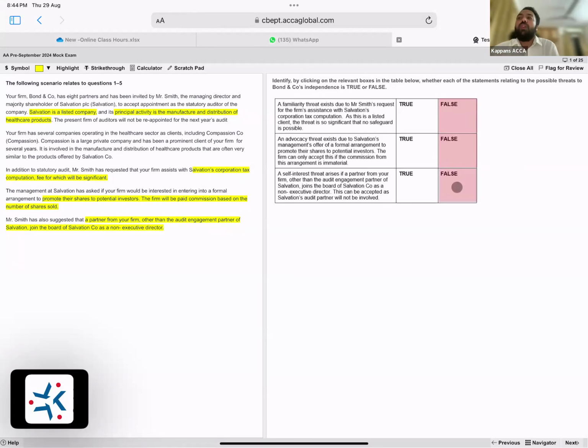That is also false. The first statement is actually true. A self-interest threat arises. Yes. If a partner joins a client as a non-executive director, there's a self-interest threat as well as a self-review threat. That is true. But if a partner is on a client board, there is no safeguard. It cannot be accepted at all. So all the statements are false.